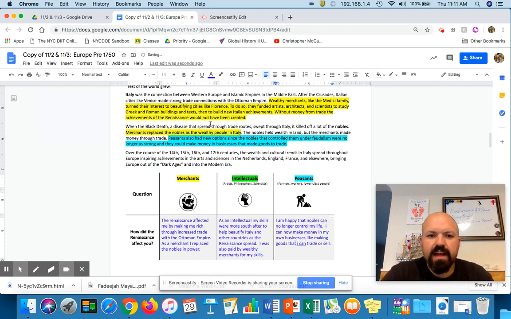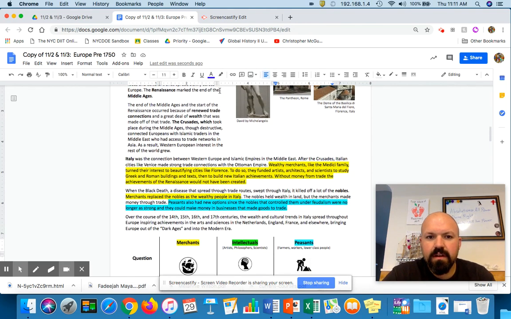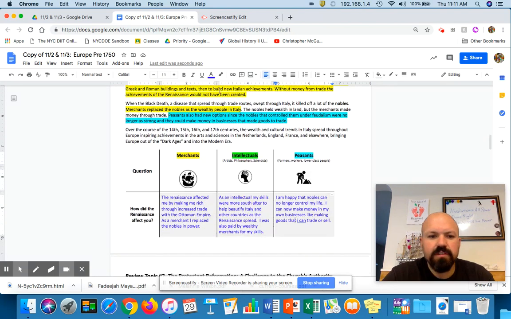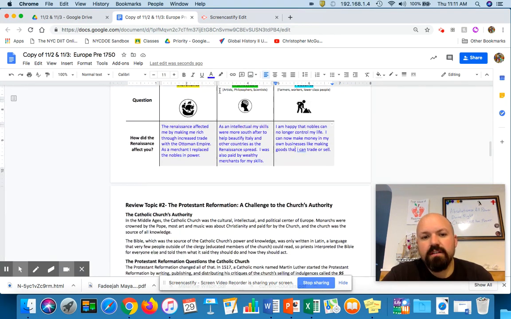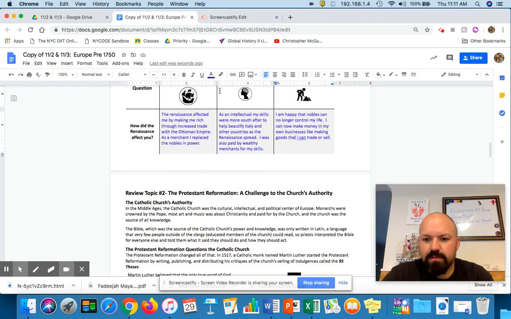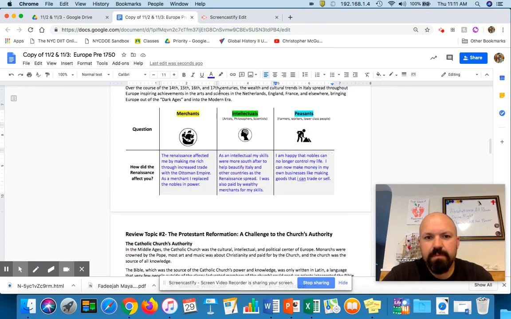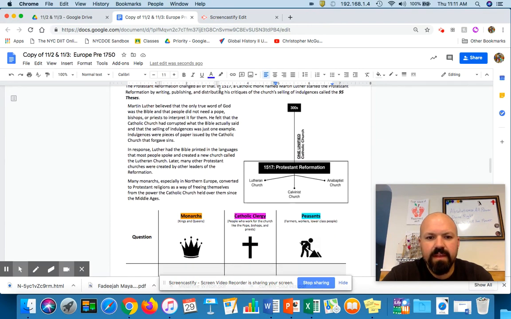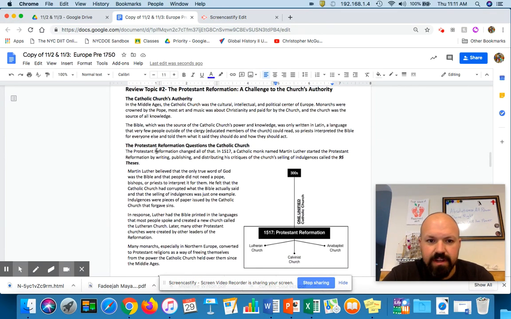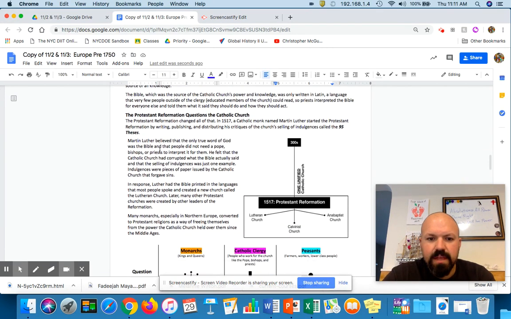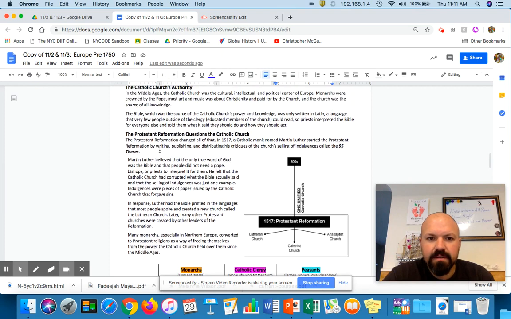Okay, so take on the persona based off what you have read above and be able to just ask, how does it affect you? How did the Renaissance, how does the Reformation, how does the Scientific Revolution, how does absolute monarchy affect these groups of people? Okay, same thing here. As you're reading, be able to highlight a little bit.